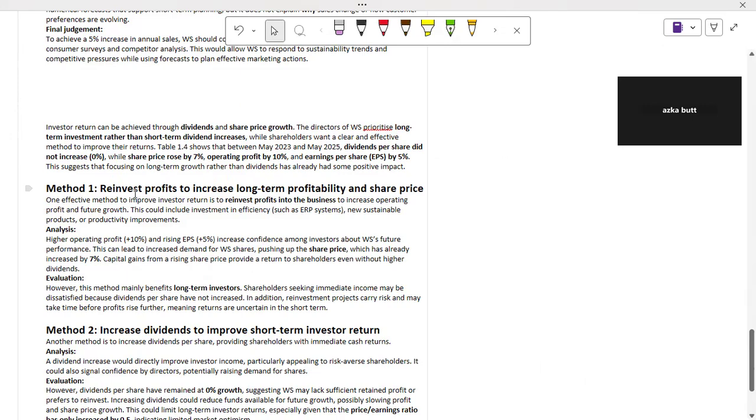So, first of all, the first method they could use is to reinvest profits to increase the long-term profitability and share price. That's the one thing. One effective method to improve investor return is to reinvest profit into the business to increase the operating profit and future growth. This could include investment in efficiency such as the ERP system, which we already talked about, new sustainable products, which we talked about in the marketing question, or productivity improvements.